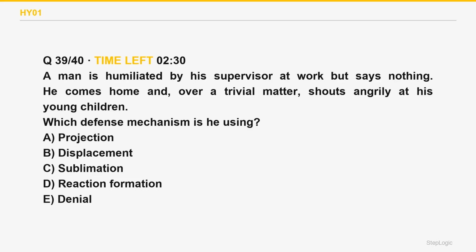Which defense mechanism is he using? A man is humiliated by his supervisor at work, but says nothing. He comes home and, over a trivial matter, shouts angrily at his young children. Read the command, name the defense mechanism. Anger is redirected from a threatening target to a safer one.